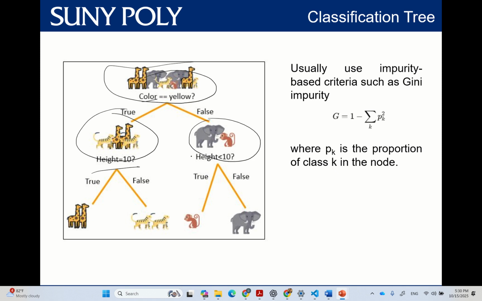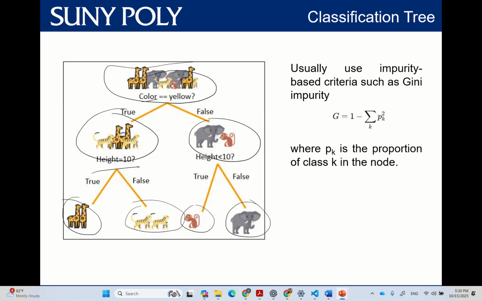If it's greater or equal to 10, then the prediction is that the animal is going to be a giraffe. But if it's less than 10, then it's going to be a tiger. Now, in the other part of the tree, it's going to ask the same thing, the height. So if it's less than 10, then we have a monkey, that's the prediction. If not, then you have an elephant.